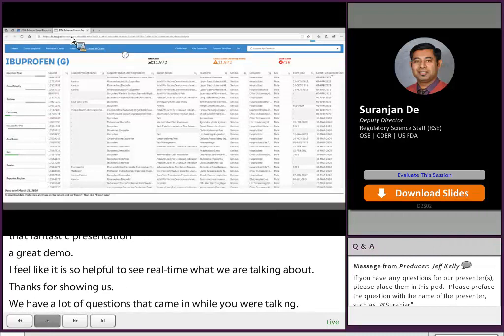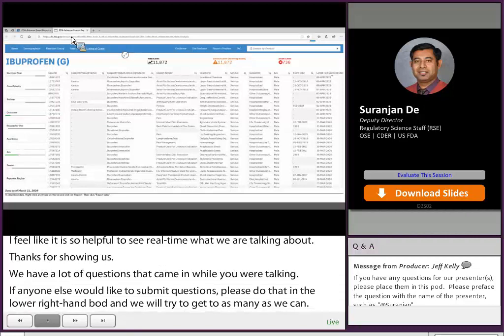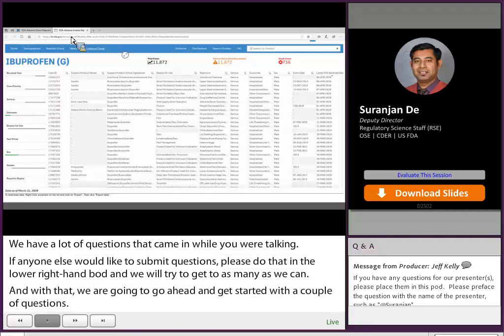So one person wanted to know, how can sponsors get a database generated from FAERS for signal detection activities? Can FAERS be downloaded by, can all the data be downloaded by the public?